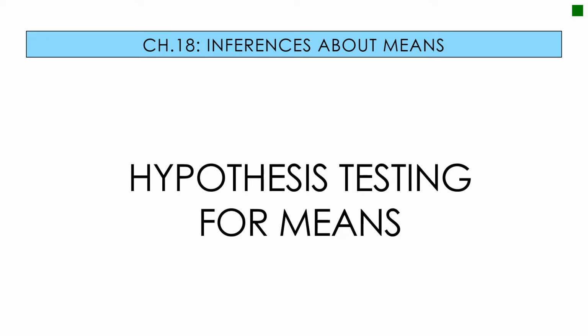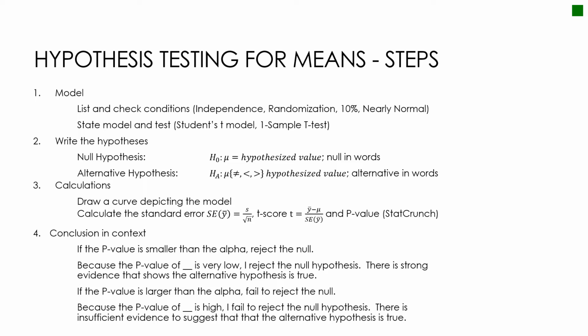So now that we know how to do confidence intervals for means, hypothesis testing will be very similar. Again, we've already done hypothesis testing for proportions, and the steps are almost identical. So I'm going to point out to you a lot of the differences, whereas most of the things are the same. So we're still going to check our conditions, and the conditions are going to be the same as the confidence intervals for means we just did.